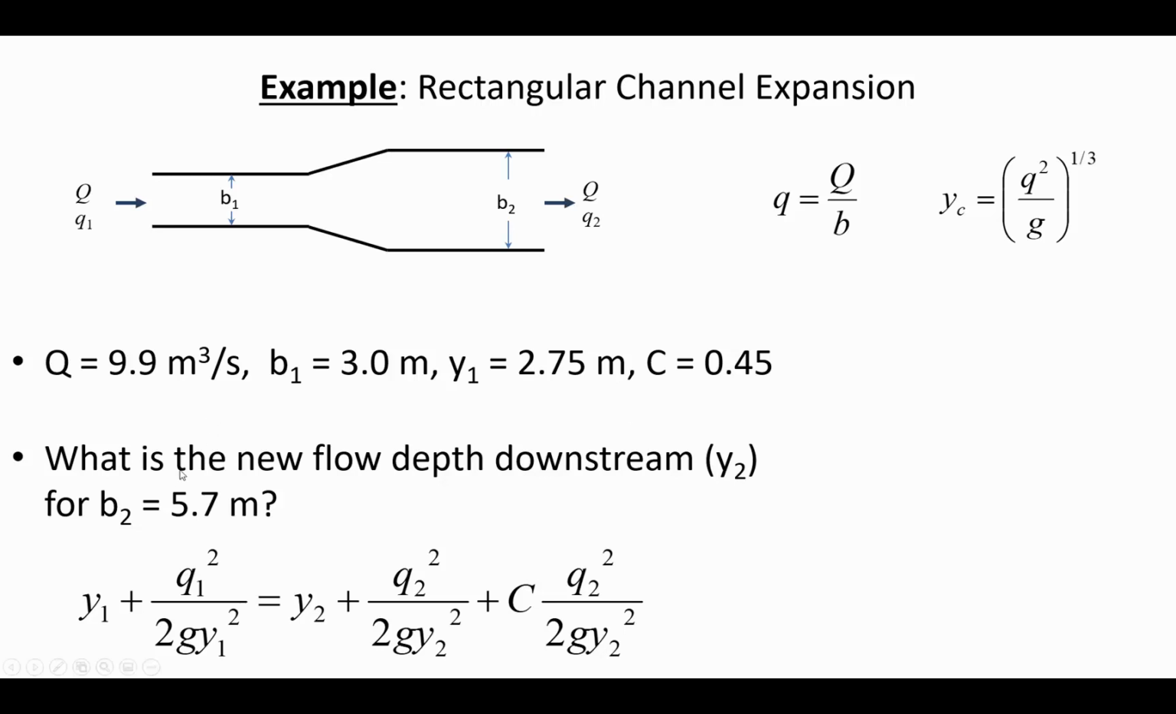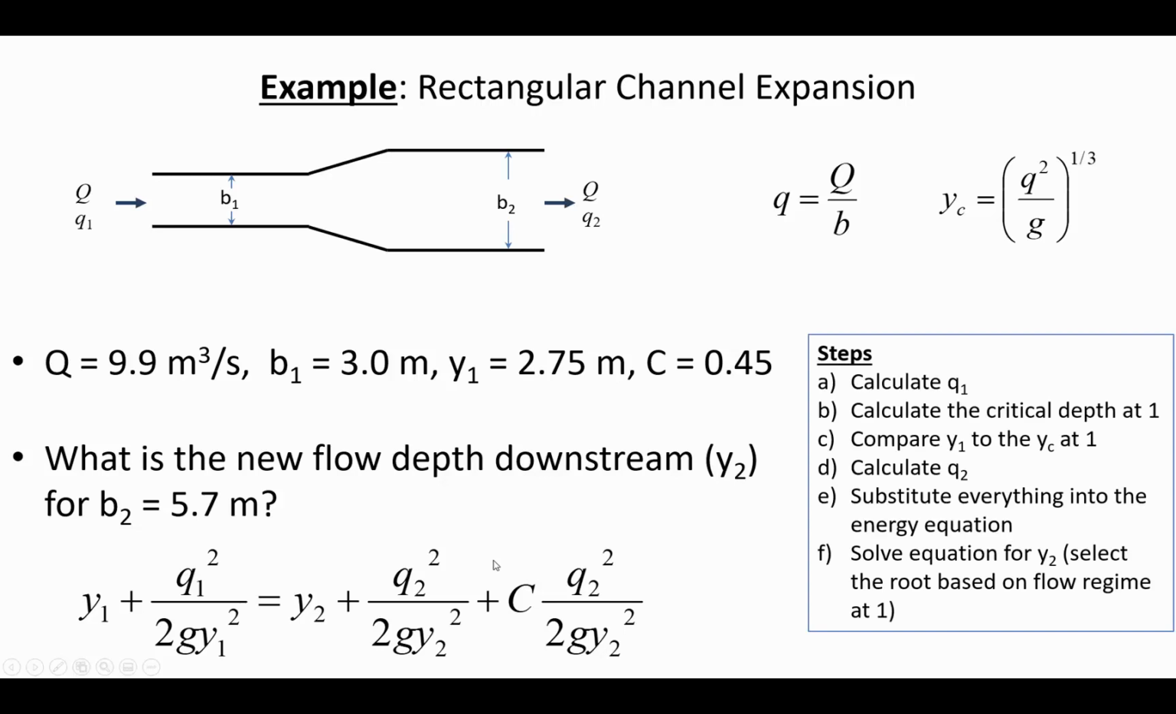We know Y1, that's given. We can calculate q1, meaning the flow per unit width at 1. We can calculate q2, lowercase q2, because we know uppercase Q and we know the width at location 2. The only thing we don't know in this specific energy equation is Y2, the unknown depth downstream.